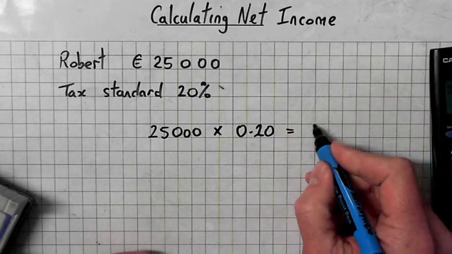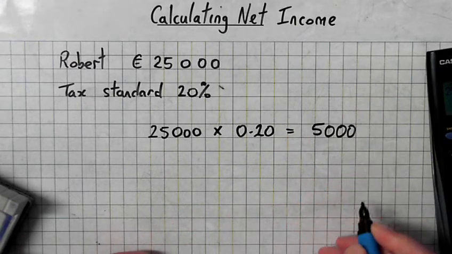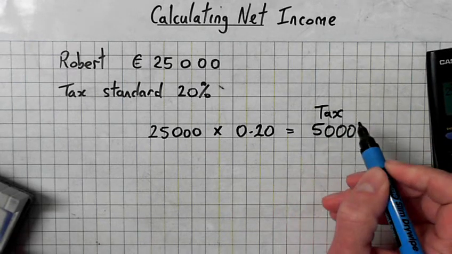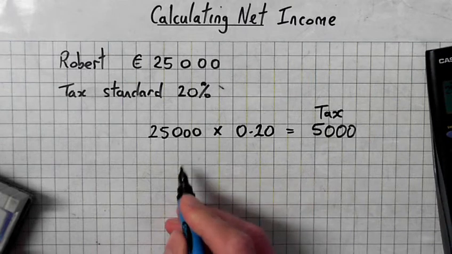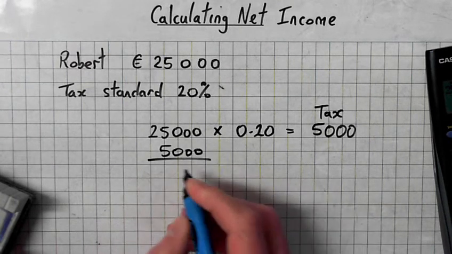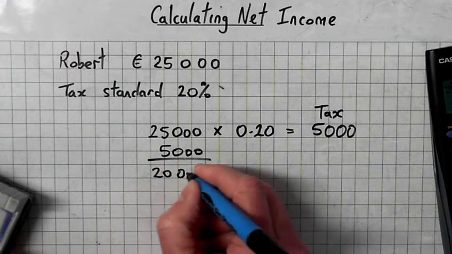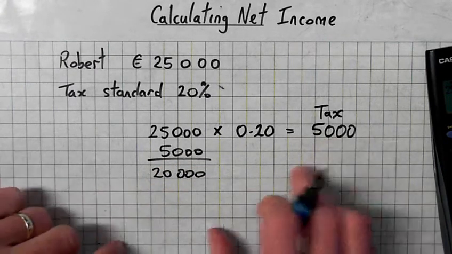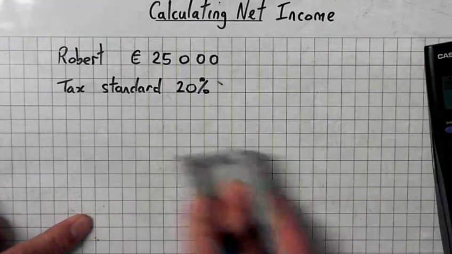So tax payable, the amount of tax he pays, is that. He pays that in tax. So how much money does he earn? 20,000. Alright? So he pays that in tax. Right, that's all there was to that question.